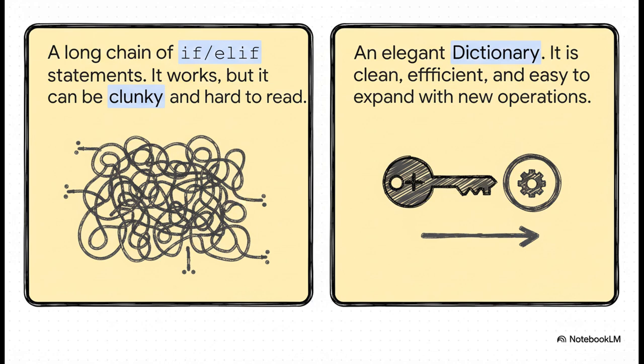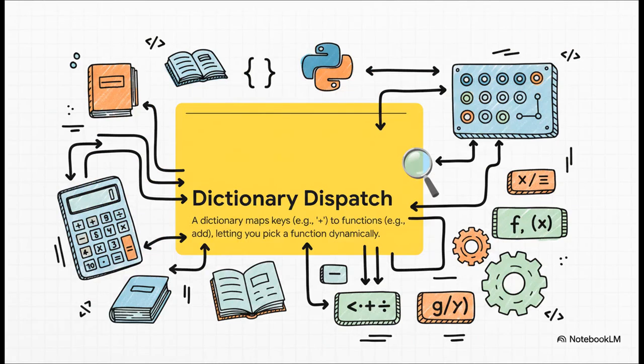The Pythonic way, on the right, is so much cleaner. We just use a dictionary. This really cool technique is called dictionary dispatch. And honestly, the best way to think about it is like an old school telephone switchboard. The user's input, the symbol they type, is the key that tells the operator exactly which function to connect the call to. It's clean, it's super efficient, and it makes it incredibly easy to add new operations later on.